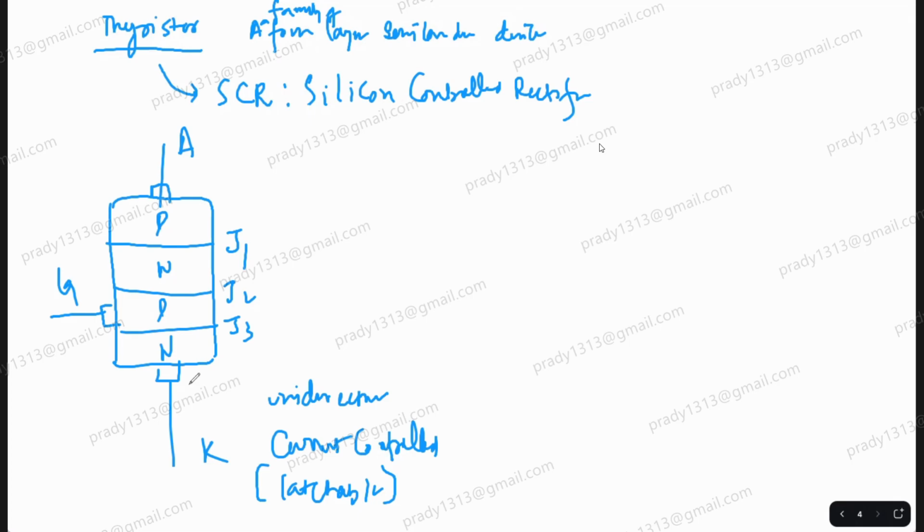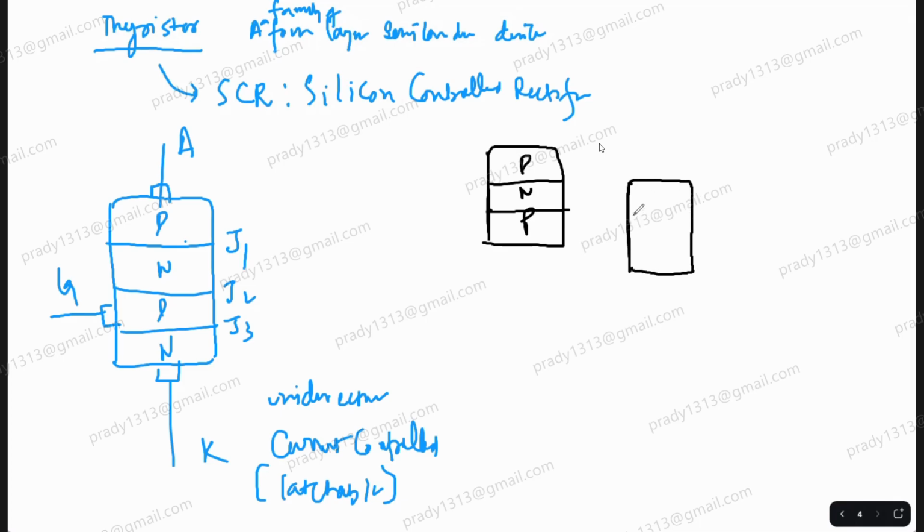Now, there are two ways to understand this SCR. One way is to understand it like a diode. These junctions we can see whether they are forward biased or reverse biased and try to see what is happening. But there is a much easier way, and we will use that model. That model is the transistor model. In the transistor model, we see this 4-layer semiconductor device as a combination of two BJTs. We can see it as a PNP and an NPN BJT.